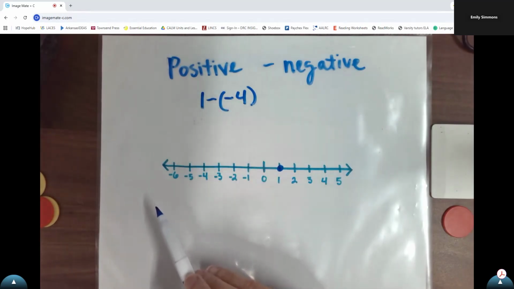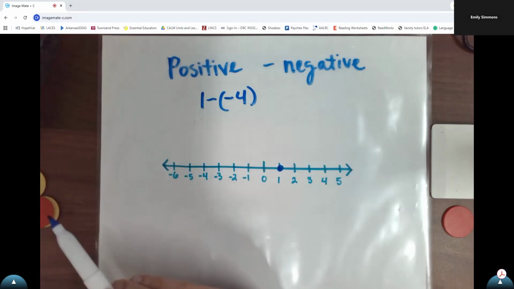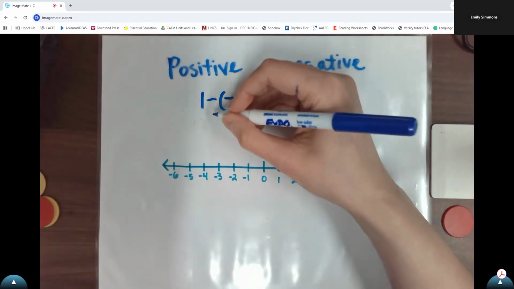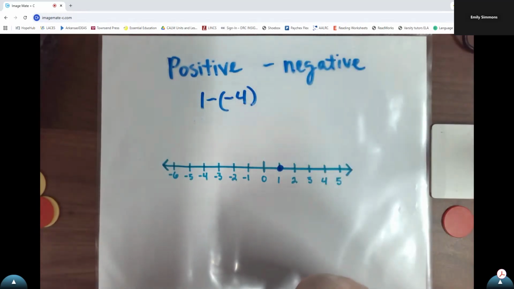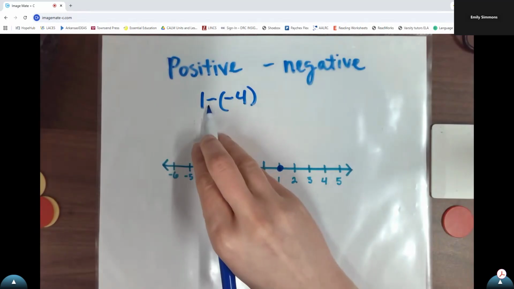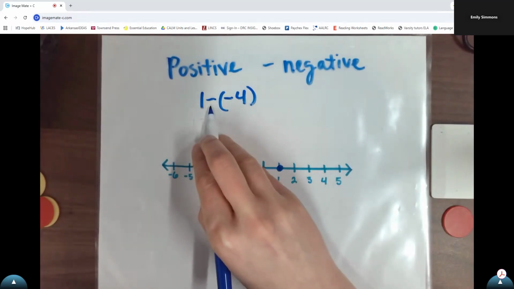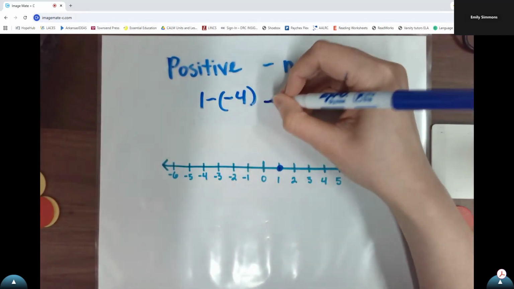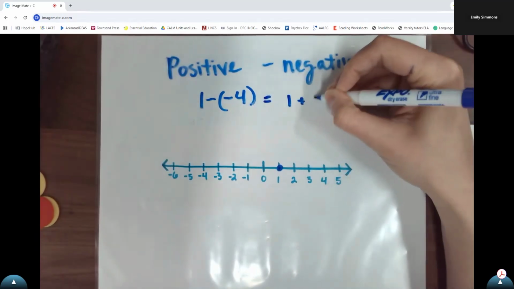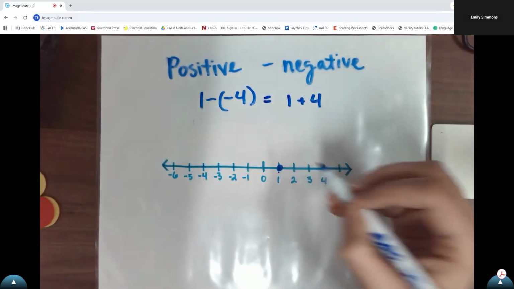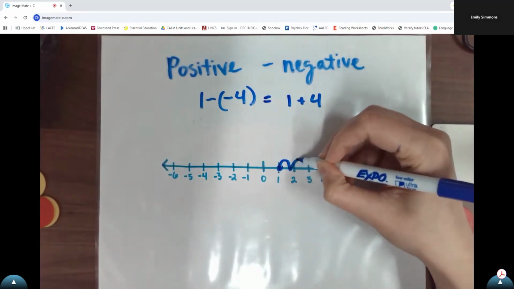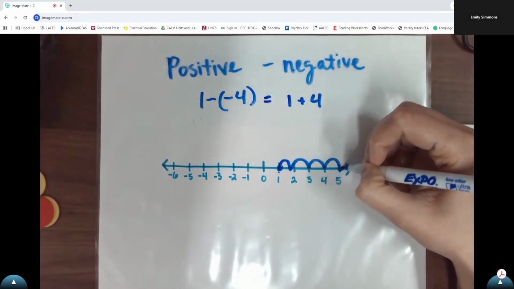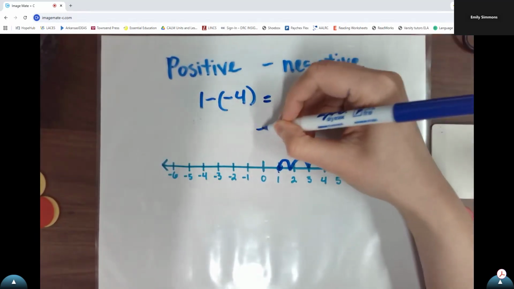You can also think about that as the minus negative cancels out the negative signs to become a plus plus, or just a positive. Minus means we're doing the inverse of what follows, and the inverse of negative 4 is positive 4. So this turns into 1 plus 4. We'll start on 1 and then add 4. 1, 2, 3, 4, and we end on 5.